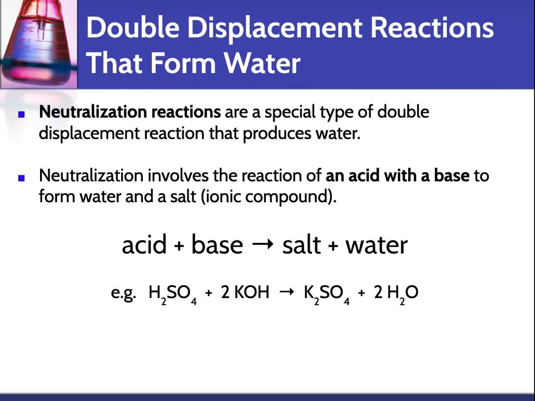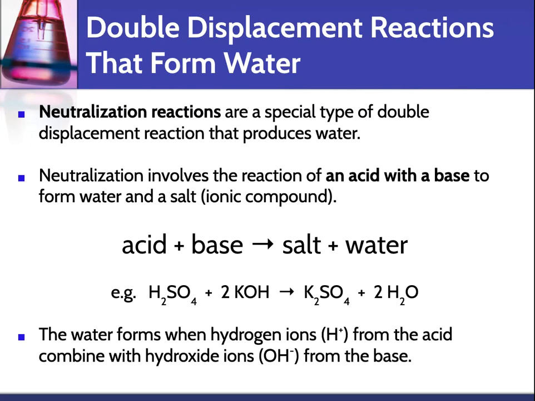So here's an example. H2SO4 is sulfuric acid, or we've been naming it as hydrogen sulfate. And it's reacting with potassium hydroxide, which is a base because of that OH, the hydroxide. So the potassium and the hydrogen are going to switch places in the double displacement reaction. So we're going to get potassium sulfate, and then we're going to get hydrogen ions combining with the hydroxide ions to create water. The key thing there is that the water forms when the hydrogen ions from the acid combine with the hydroxide ions from the base.